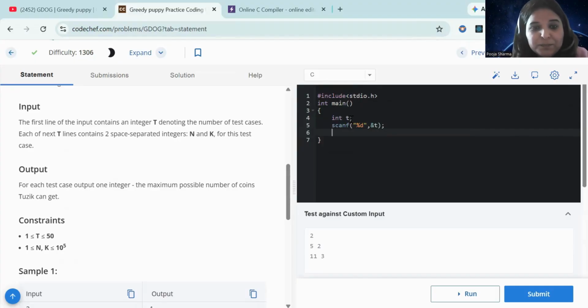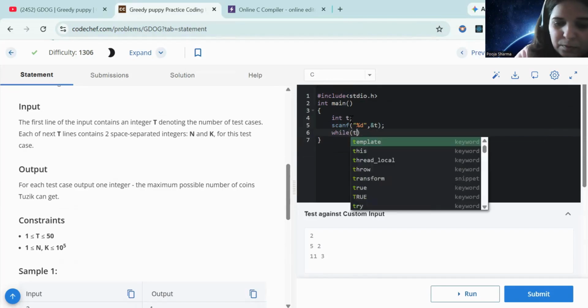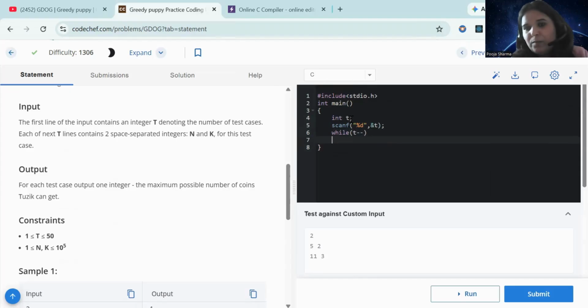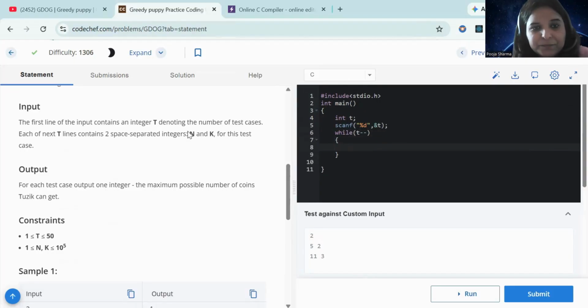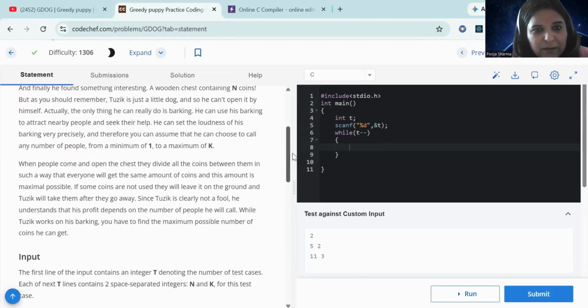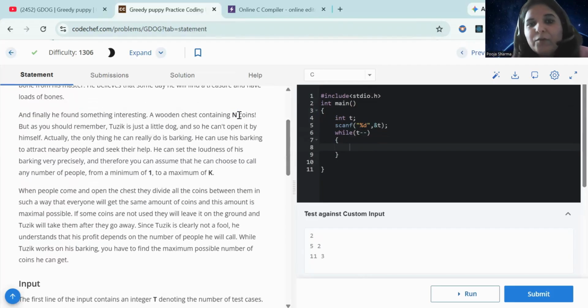Now after this, you have to find the loop. Okay. Let's talk about the first one. So here it will input 5 and 2. Now what is this 5 and 2? If you remember, 5 is, can you see? Now here, n is a number of coins. 5 is a number of coins, right? And k is a maximum number of people he can call.